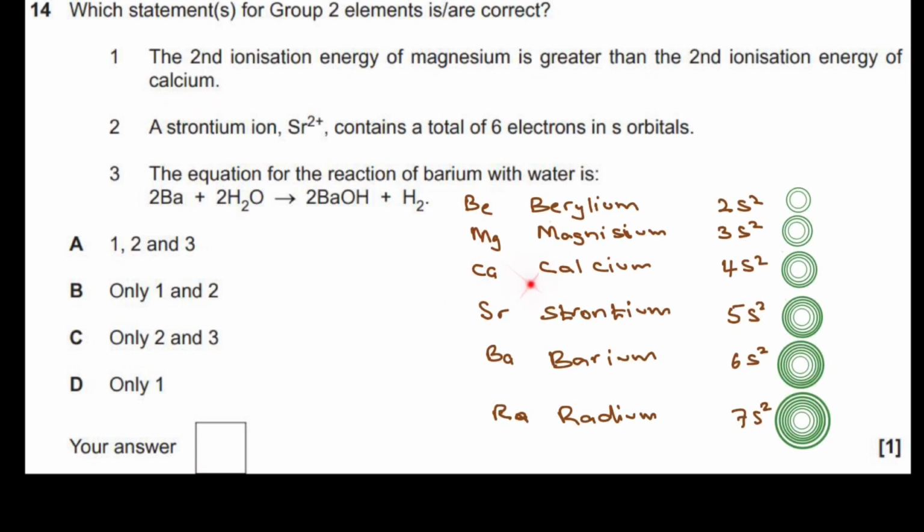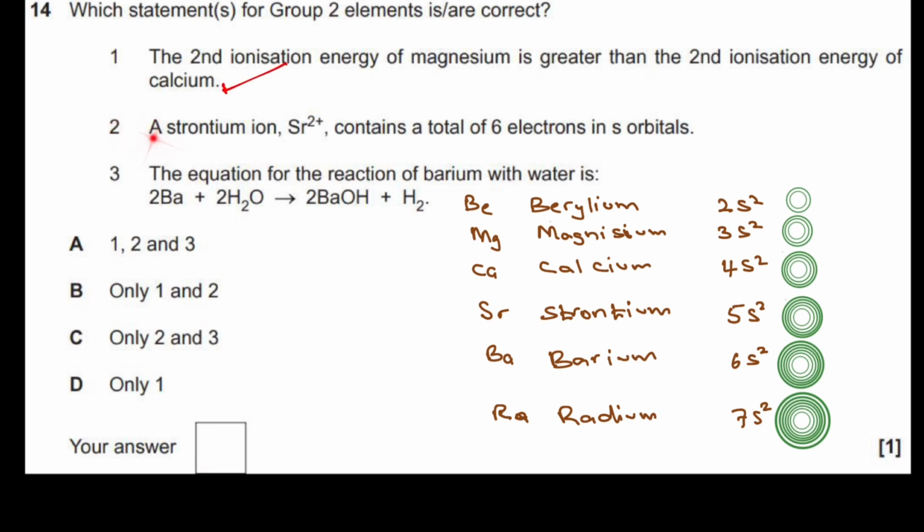This is calcium here. You can see calcium is in the 4th period, so it's got 4 rings. The electrons in the outer shell will be further away from the nucleus compared to magnesium, which is in the 3rd period. It's got 3 rings, due to shielding. Therefore, the second ionization energy for calcium will be lesser compared to that of magnesium, because magnesium will be closer to the nucleus, so it'll be more expensive. And therefore, number 1 is correct.